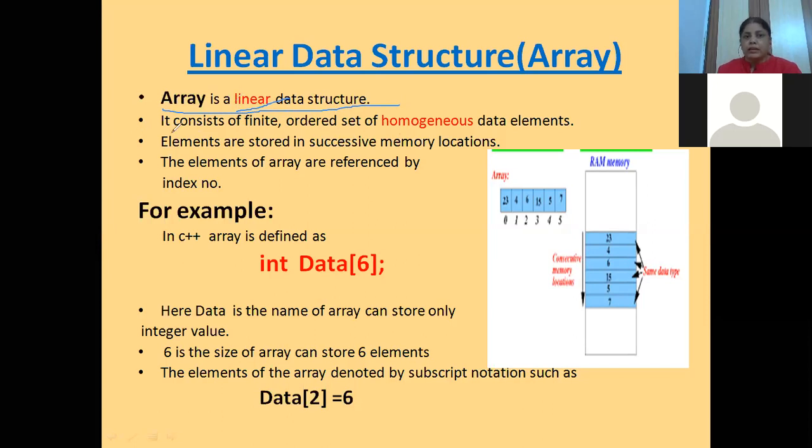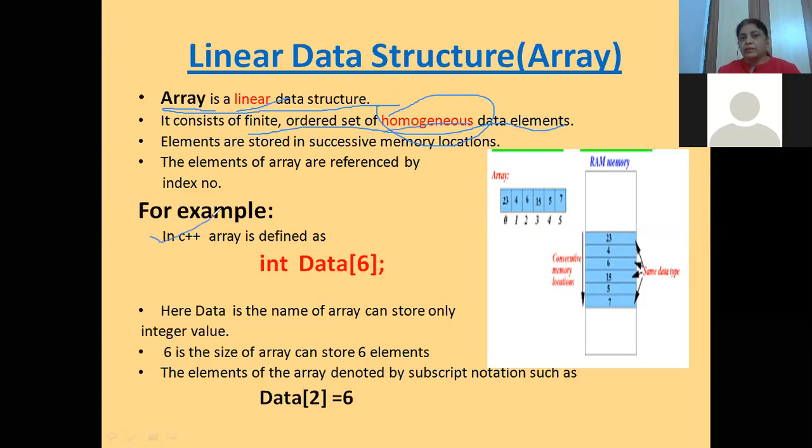Okay, and it consists of a finite ordered set of homogeneous data elements. Homogeneous means the same type of data you can store in an array. Like in your non-linear structure, you can store different data types, integer also, character also. But in case of array, your data should be of the same type.